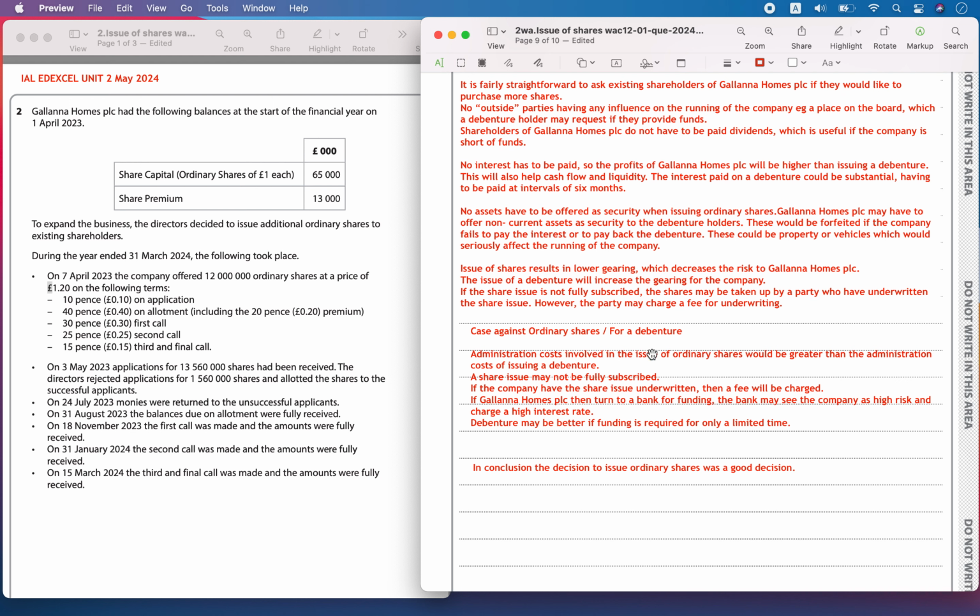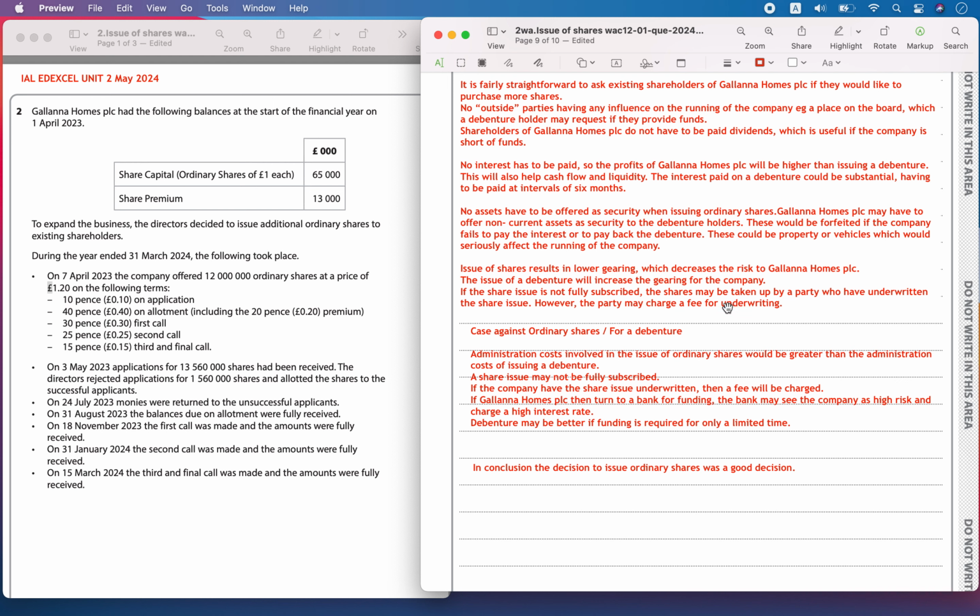Then what is the disadvantage of ordinary shares when compared to a debenture? There will be huge administration costs. In the issue of ordinary shares, we saw that there are so many processes, whereas for the debenture it's not such an expensive process. So administration costs are higher compared to a debenture. Then a share issue might not get fully subscribed sometimes, whereas a debenture is fully subscribed because people will buy it as they are going to receive their interest. If the company has a share issue underwritten, then a fee will be charged.